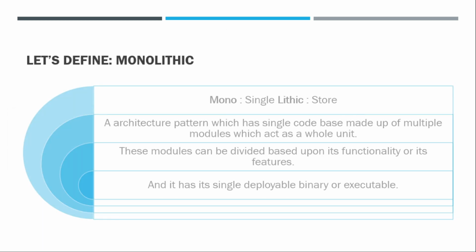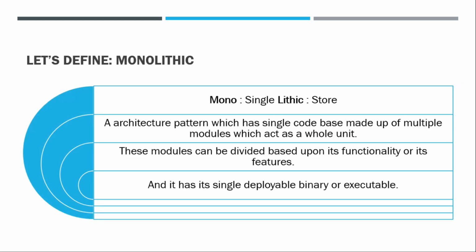Till now, whatever we have seen, let's define the same. This architectural pattern is coined as monolithic. The word monolithic is a combination of two words, mono and lithic. Mono means single and lithic means stone. This is an architectural pattern where the whole application is made up of multiple modules that result as a whole unit. All these modules are made to give some features or functionalities to the application, and after that this whole code base is converted to a build.